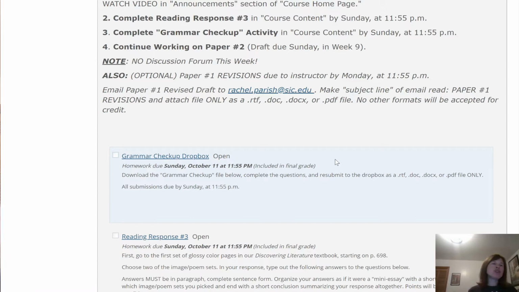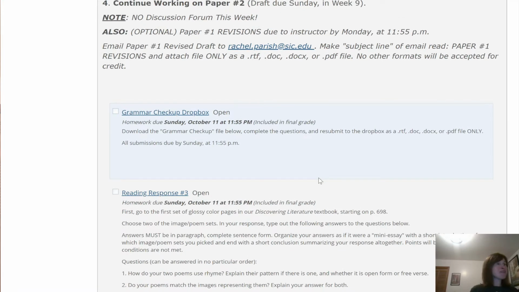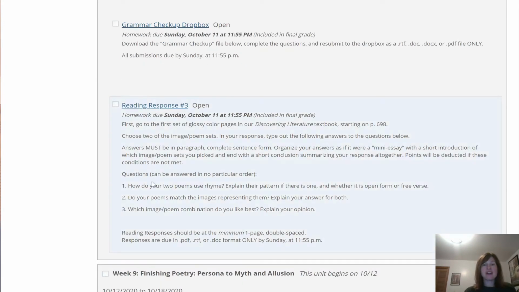But for this week, you have 2 assignments. They are both due on Sunday, so there's nothing due Friday. On Sunday, there is a grammar checkup due and the reading response number 3 due. Now, the reading response number 3, the directions are right here. You will need your textbook. It's basically going to that first set of glossy pages, kind of reminiscent of what we did on our discussion forum last week. And then you are choosing 2 image poem combos. And in your response, you are answering the 3 questions about those 2 image poem combinations, and putting that together in the form of a response. So it's kind of like an extension of our discussion forum from last week.